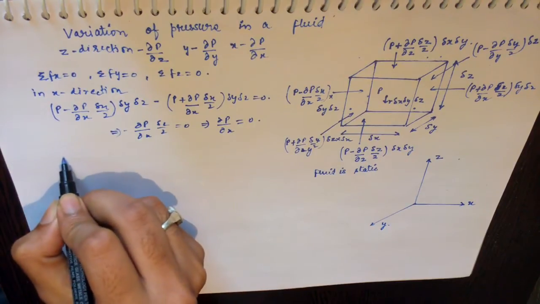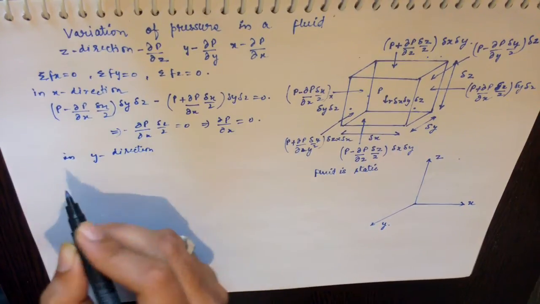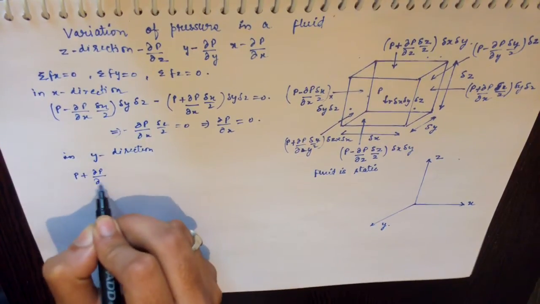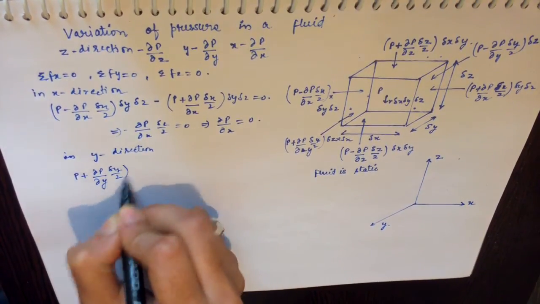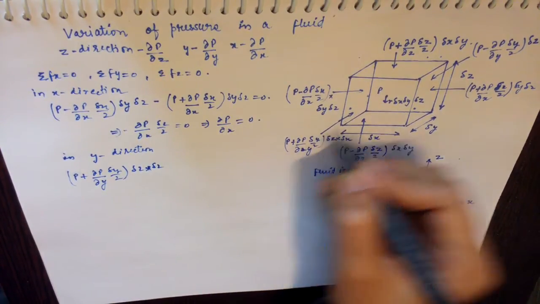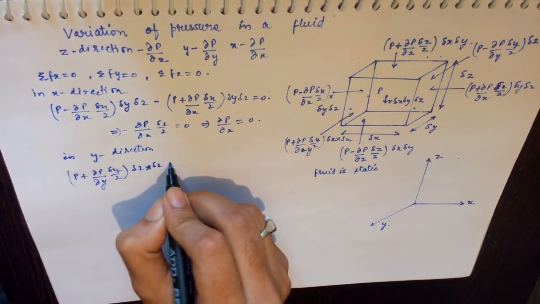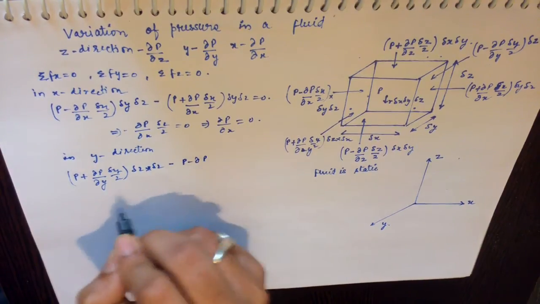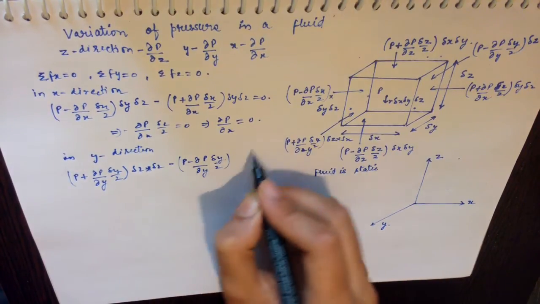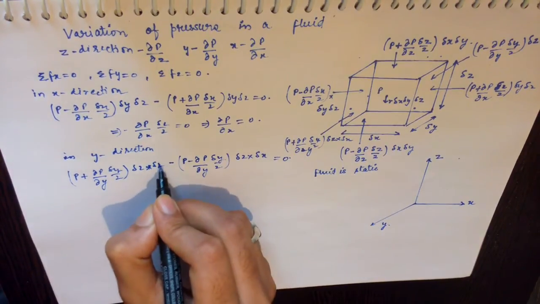Now we will talk about the y direction. In the y direction, all the forces will sum up to 0. So p plus del p divided by del y times delta y by 2, into delta z into delta x, is the force on one face. And this is the force on the opposite face: minus p minus del p upon del y into delta y by 2, and delta z into delta x, equals 0. Here it will be delta x, sorry.